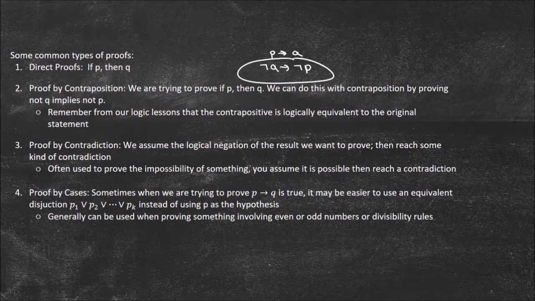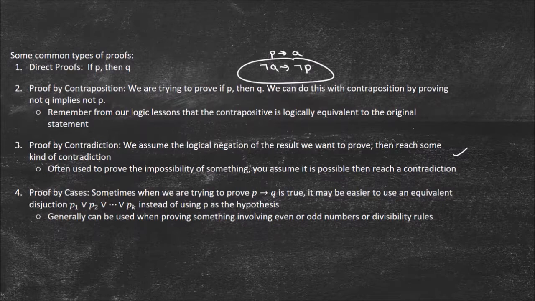So next we have proof by contradiction. Here we assume the logical negation of the result, and then we reach some kind of contradiction. So we assume the opposite of what we want to prove. So we assume not Q, and then we show why P just can't happen. So it's used to show the impossibility of something. You assume it is possible, and then you reach some contradiction. So you use this for things like proving rational and irrational numbers. That can be a harder one. I think proof by contradiction is one of the tougher sections of this unit, but we have some examples and you'll feel good about it by the end. And next we have proof by cases.